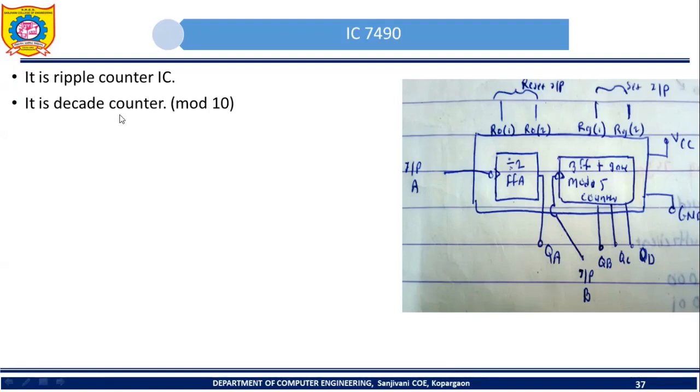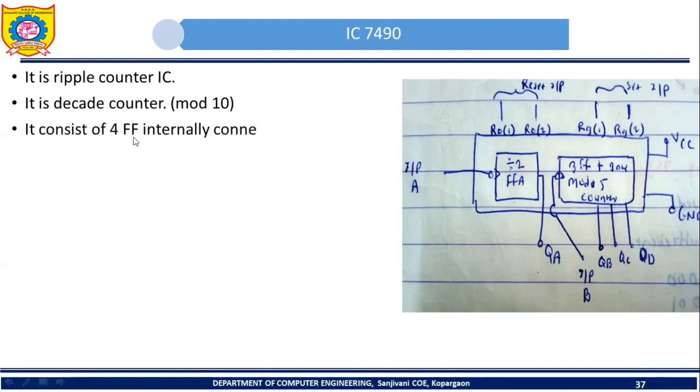Now 7490 is a decade counter, that is a mod 10 counter. So what is the meaning of decade counter? Decade counter means 7490 can count from 0 to 9. So 0 to 9, how many states? 10 states. So in 7490 we will have 10 different states. So that's why 7490 is also called a mod 10 counter.